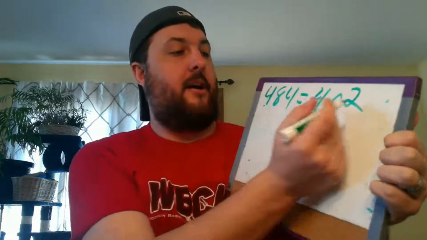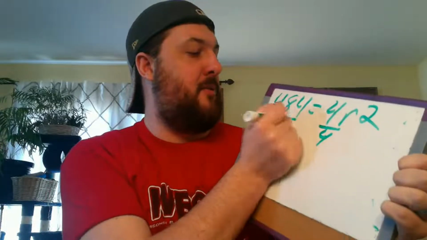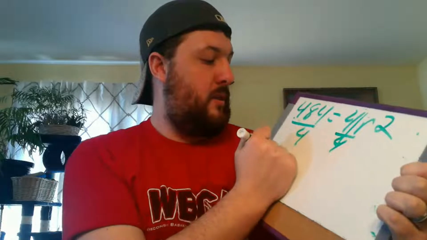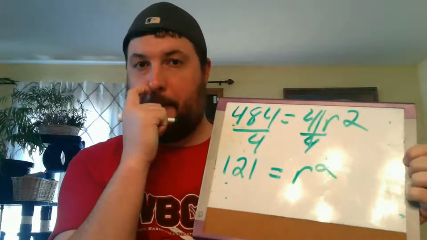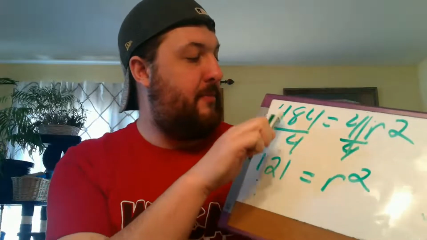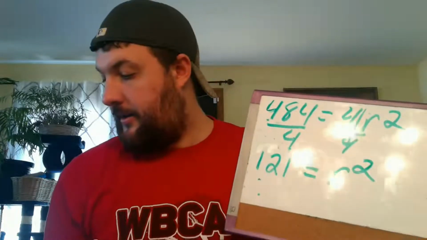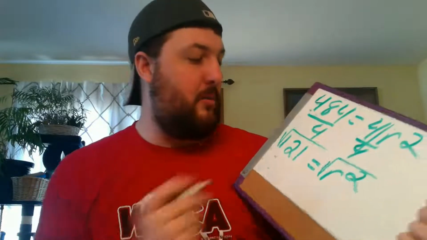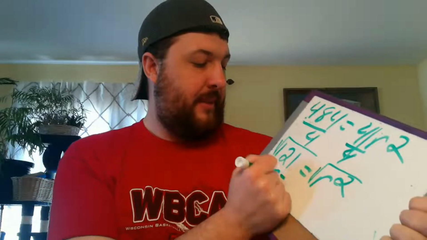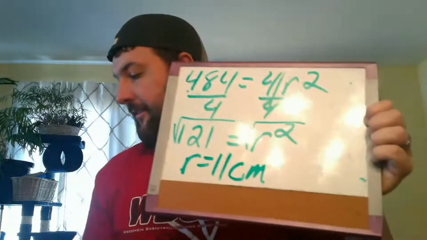To get the r, the next step is just like I did before with 4x equals 20. I'm going to divide both sides by 4, and I get 121 equals r squared, because 484 divided by 4 is 121. And to get rid of the square, you take the square root. You can use a calculator, but you can also think about what number times itself is 121. The answer is 11. So the square root of 121 is 11. I think it was centimeters. Dayton, you got 11 on that.